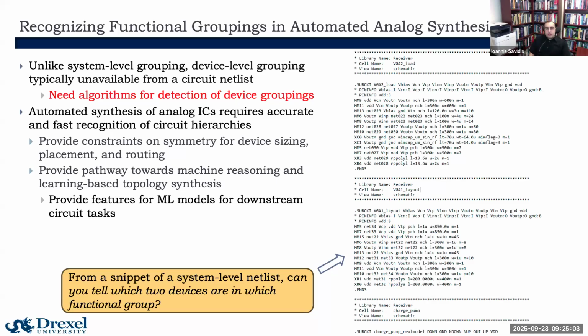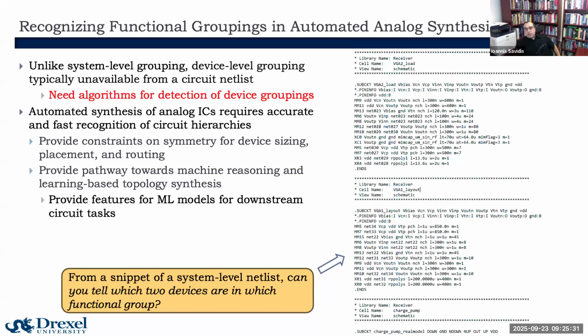So the question is, from this snippet of a system level netlist on the right, and this includes a netlist for different blocks, are they distinguishable? Initially the different blocks are distinguishable, but can you tell which devices are in which functional group? That's the question. For example, try finding a current mirror in the netlist description.